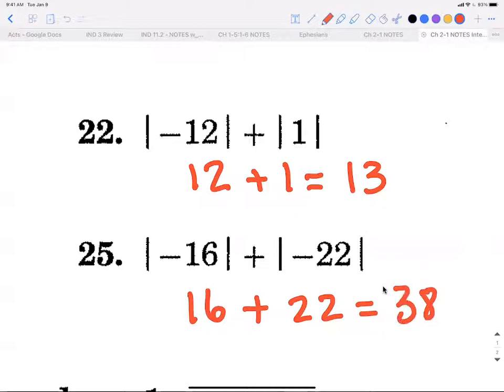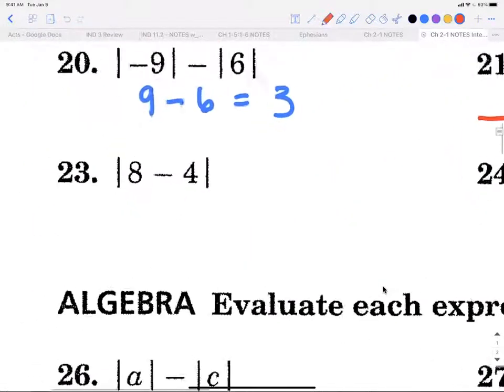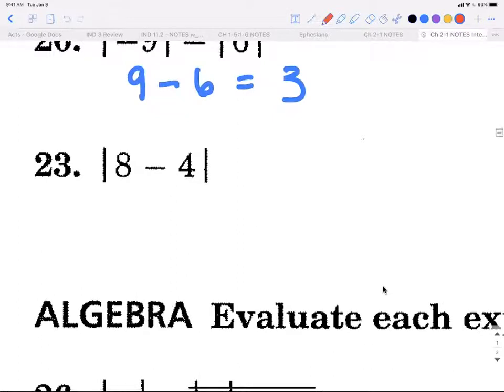Yep, 38. Good. All right, I want to show you one more kind like this because it's a little bit different. Before I can drop the absolute value signs, I need to get it down to one single number. So still keeping the absolute value sign, I'm going to simplify inside the absolute value sign. 8 minus 4 is 4. Now I'm going to write this as 4 because I dropped the absolute value sign.